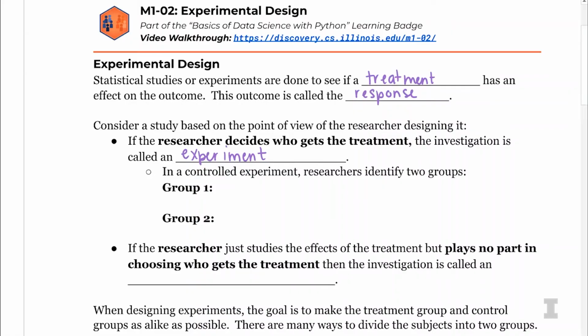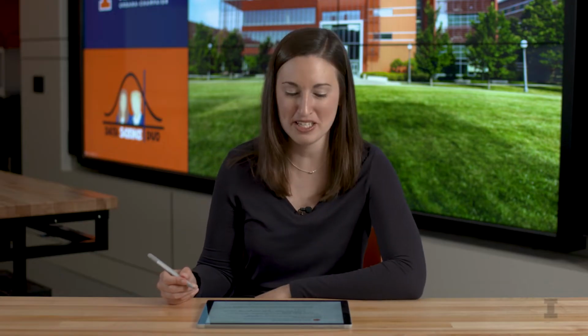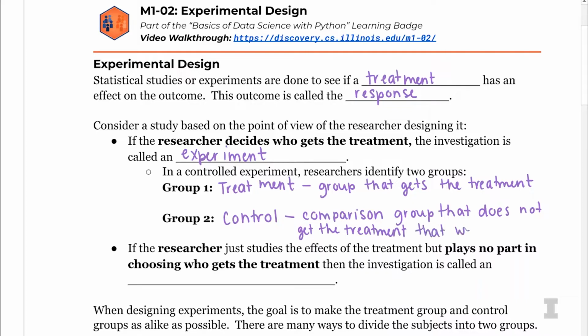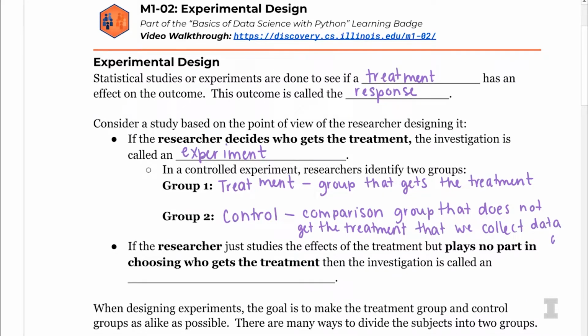So this group one, I was calling the treatment group. This is just a group of people who get the treatment. And then group two, we always want to have a comparison group so we can actually tell if group one did better or worse or stayed the same. We need something to compare it to. And that is called the control group. And that word control, you can think of it as a comparison group that we collect data on. So I'm going to say it's a comparison group that does not get the treatment that we collect data on.